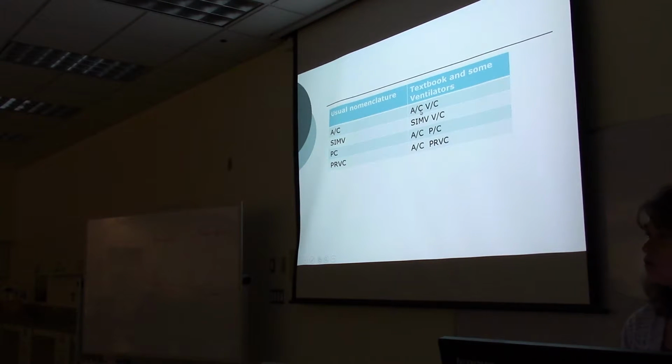AC, assist control, tells you that it's a full support mode. VC tells you that the mandated breaths are volume control. Then we talked about SIMV, but when you read about it in the books and you see it on the ventilators, it'll say SIMV and the mandated breaths VC. So either one of these are the same.